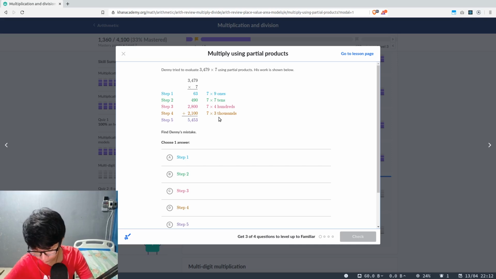Third one. For the fourth place, we have 21. Let's add everything. 3, 5, 3, 4, 24,353. Wait, what? Yeah, it's correct. Oh shoot, what the heck? He made a mistake at step 4.